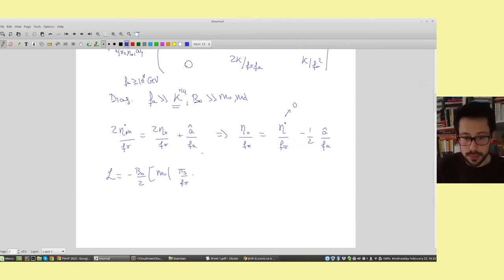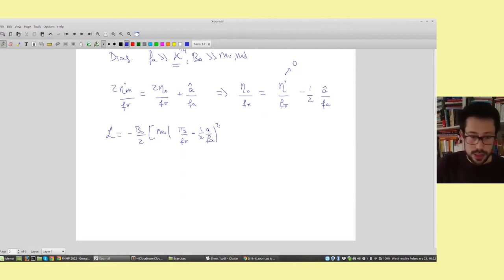So we will have this, right? Squared plus md, and similarly we will have pi 3 plus 1/2 a hat over fa squared, right? And now this is way easier, right? Because now we just have a 2x2 system, the matrix now 2x2, in which we only have the axion and the neutral pion, is nothing but this.